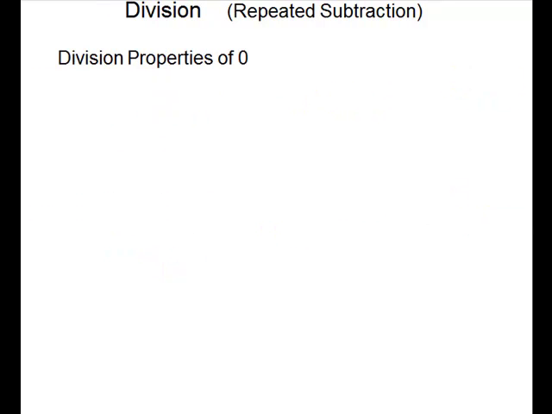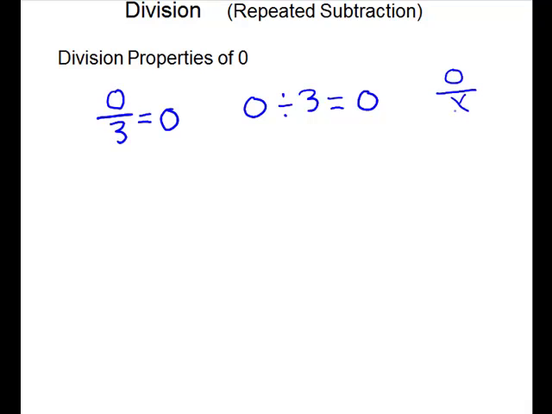We'll also look at division properties of 0. 0 divided by anything is going to give you 0. So if we have vertical notation, 0 divided by 3 will give us 0. Or horizontal notation, 0 divided by 3 is 0. Or if we have a variable, 0 divided by x is going to be 0. So 0 divided by anything is 0.